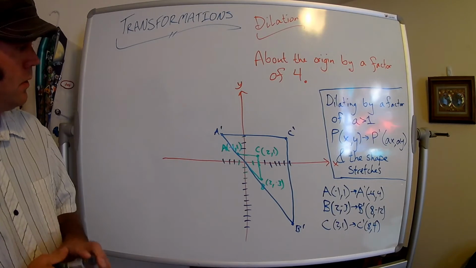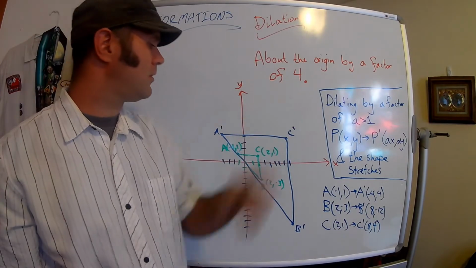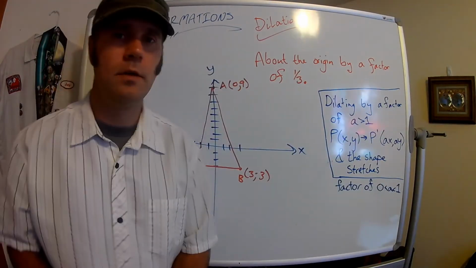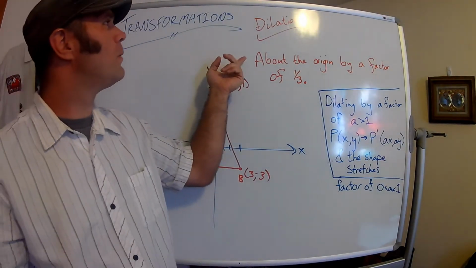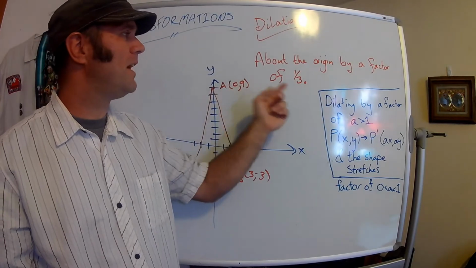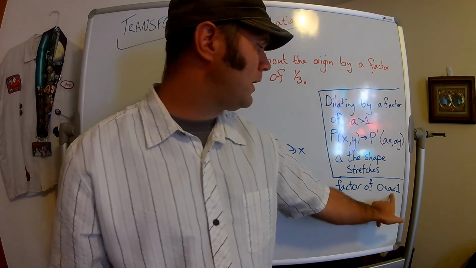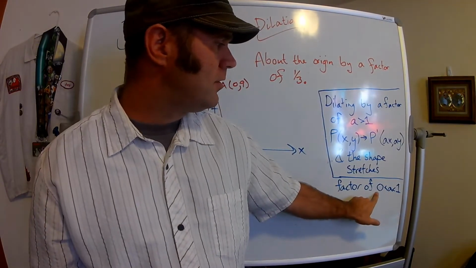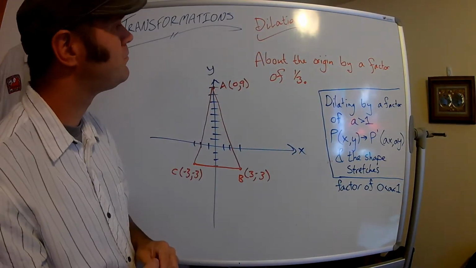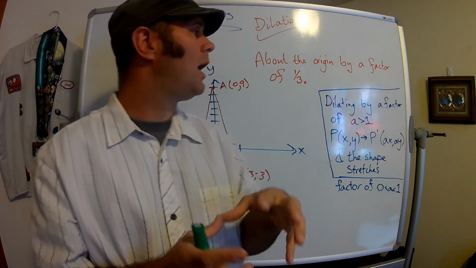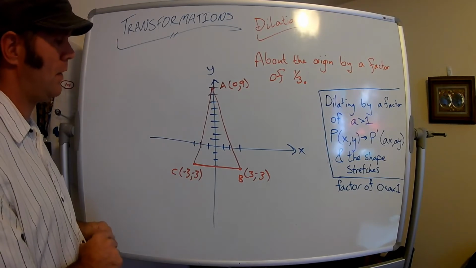And there we go. We have officially stretched our shape out by a factor of 4. All right, so here is our new problem. We are dilating about the origin by a factor of 1/3. 1/3 is greater than 0, and 1/3 is less than 1. So we're between 0 and 1. It will actually shrink our object. So our object's actually going to get a lot smaller than it already is.